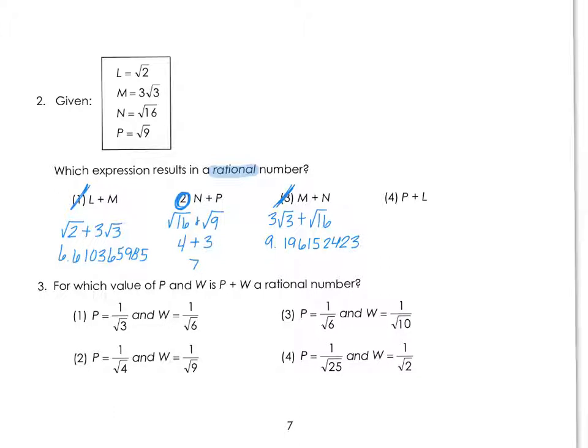And then the last one, if we wanted to do it, we could do the square root of 9 plus the square root of 2, or radical 9 plus radical 2, and we get this long, non-repeating, non-terminating decimal. Cannot be written as a fraction, so that's not the right one either.